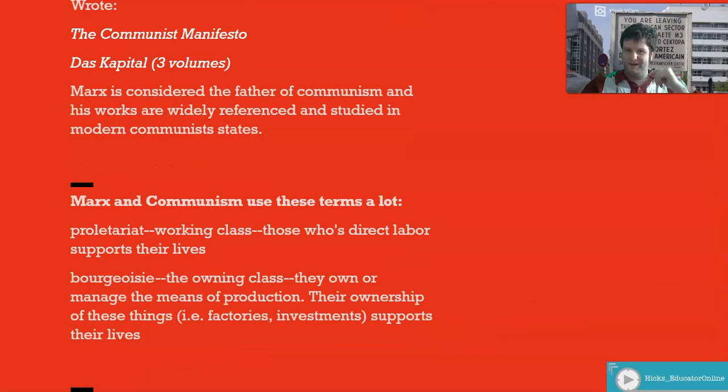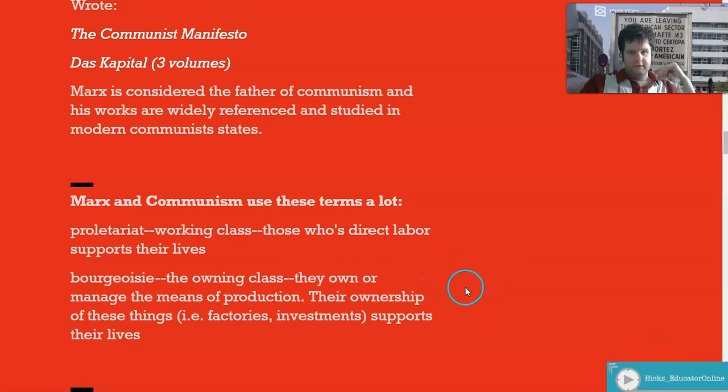Marx, ever the European academic, labeled the working class with the French term proletariat, and the middle class, the owning class, as the bourgeois, sometimes called the bourgeoisie. You may hear these mispronunciations, or pronunciations, depending on who you talk to, because, quite frankly, most of the people who use these terms are not French. So some variation in pronunciation of those terms is quite normal.